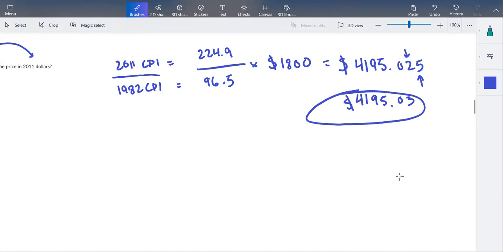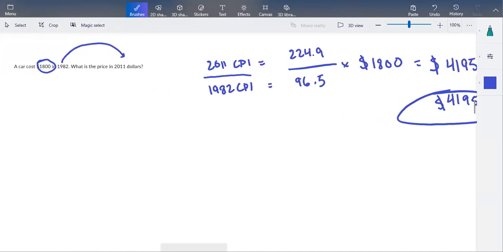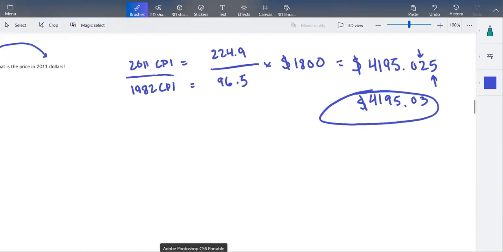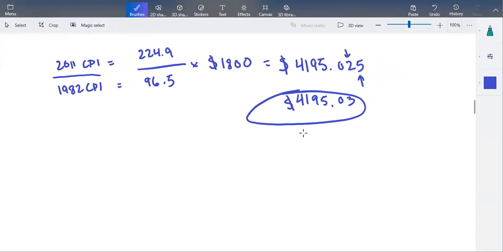So this could be a perfectly fine answer if they said a car cost $1,800 in 1982, what is the price in 2011 dollars? We get just over $4,000. And that makes sense. Things are definitely more expensive now than they were in the 80s. So if a car was $1,000 or almost $2,000, yeah, I could see that it would more than double. That makes sense.